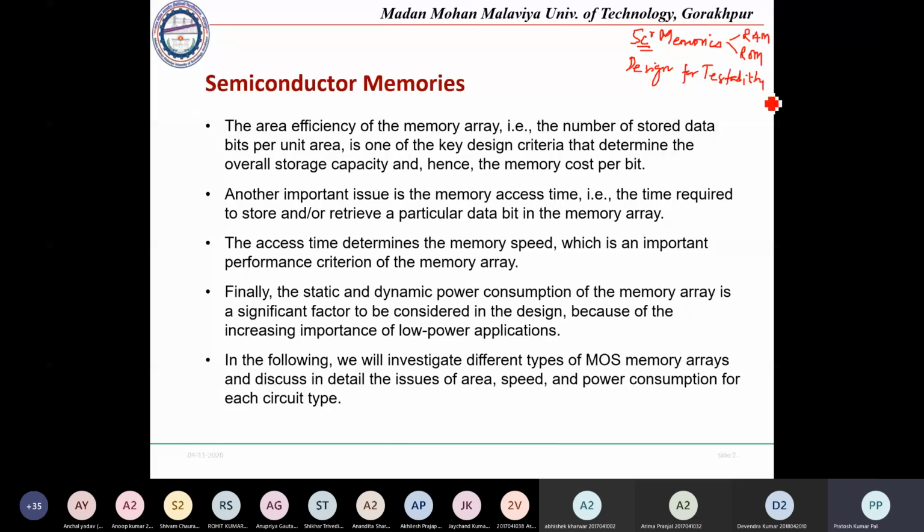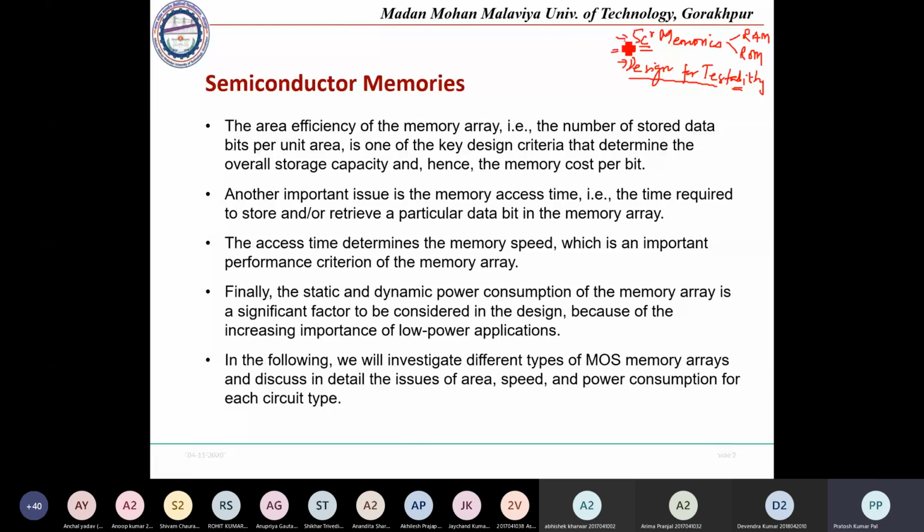So there are two topics basically we will be going through in this fourth unit. The first one is semiconductor memories, what the semiconductor memories are, and another topic is design for testability. Up to the third unit we have seen how we can design different complex circuits, how the analysis can be done, their layout and stick diagram, and then we will go through the semiconductor memory design.